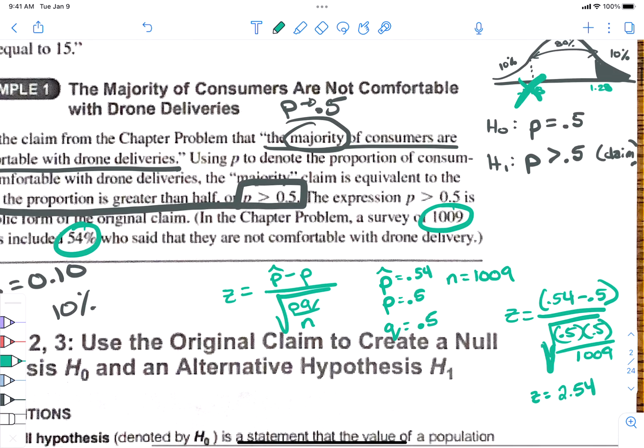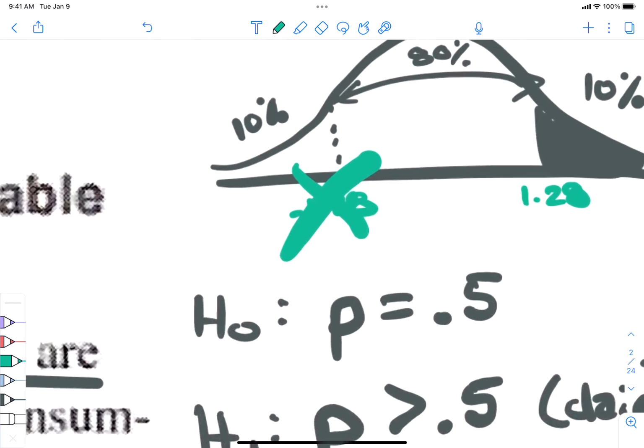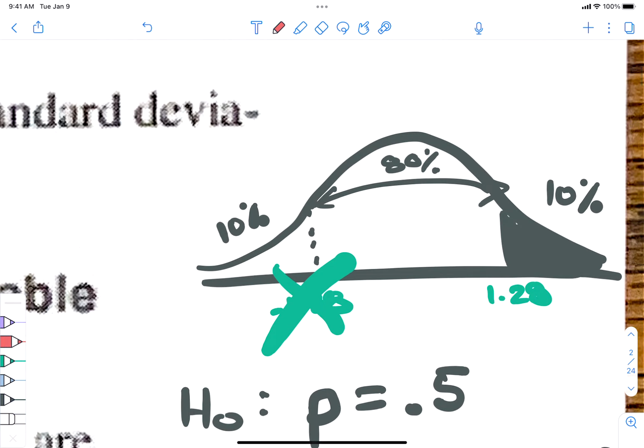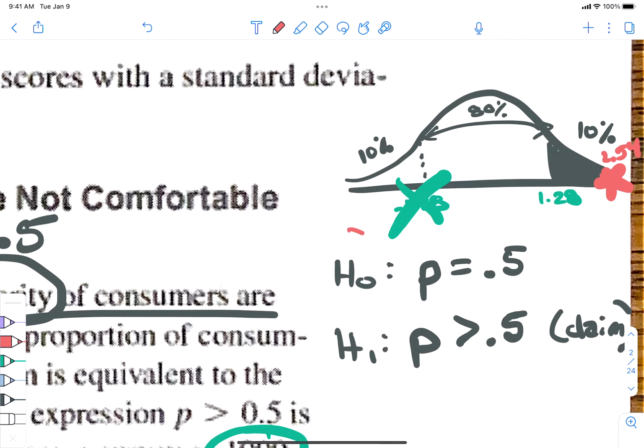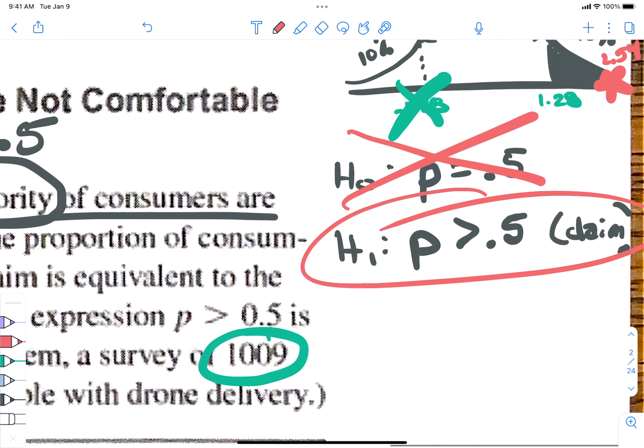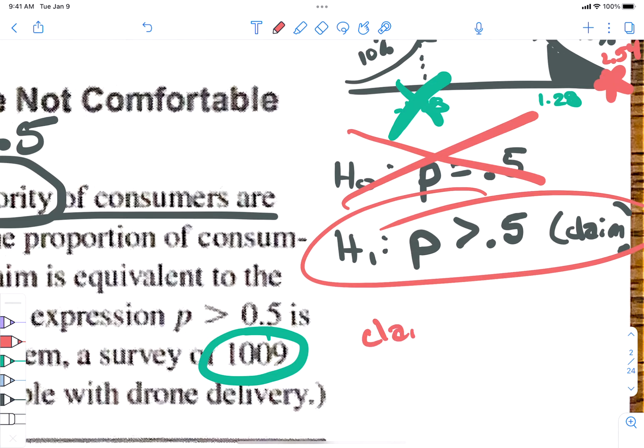Okay, let's go back to our bell curve. The cutoff mark for what's deemed to be an extreme value is 1.28. Where does 2.54 live? Above. So it's an extreme value, which means that we are going to reject the null hypothesis. I like to cross it out, and circle this one, which means our claim is right, because it's greater than 0.5. Since our claim went with the second one, we claimed correctly. Claim is right.